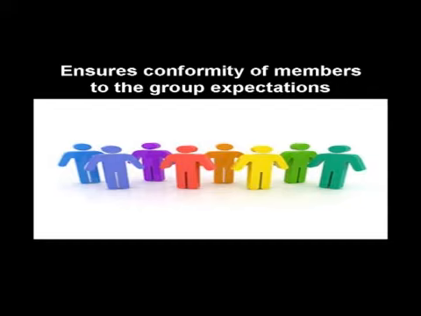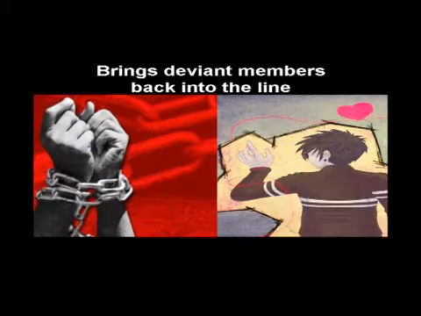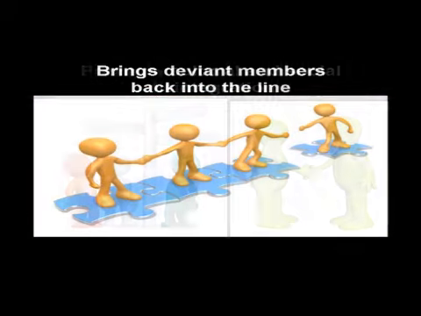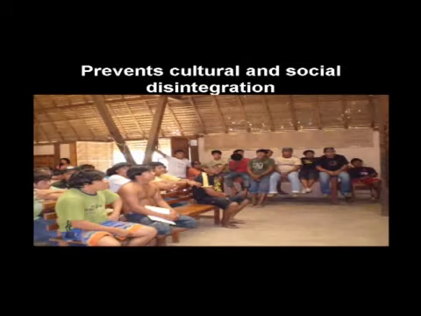5. Social control ensures conformity of members to the group expectations. 6. It brings deviant members back to the line. 7. Social control aims to prevent cultural and social disintegration.